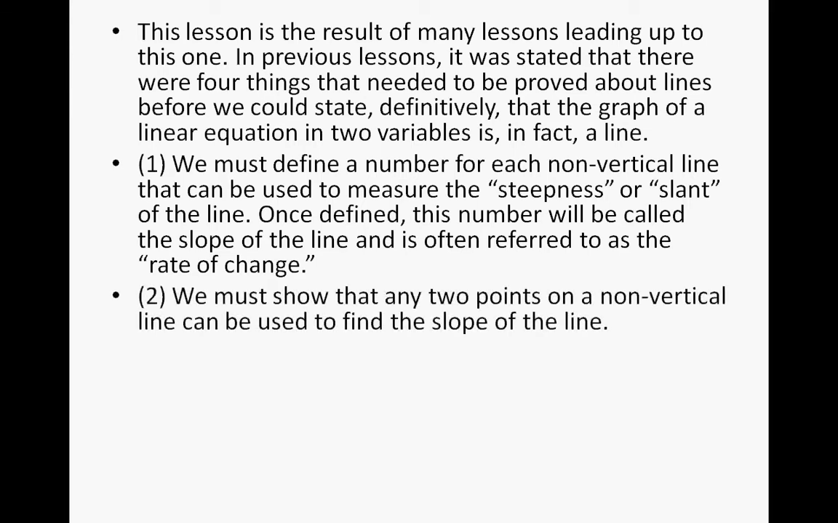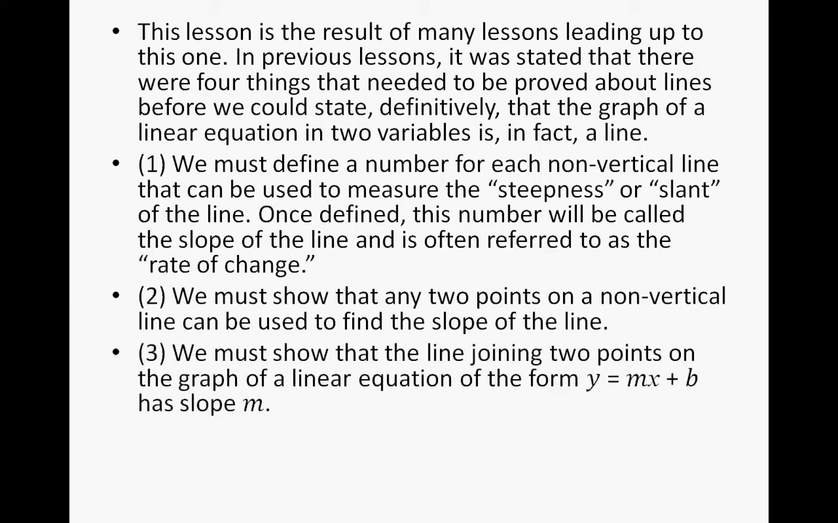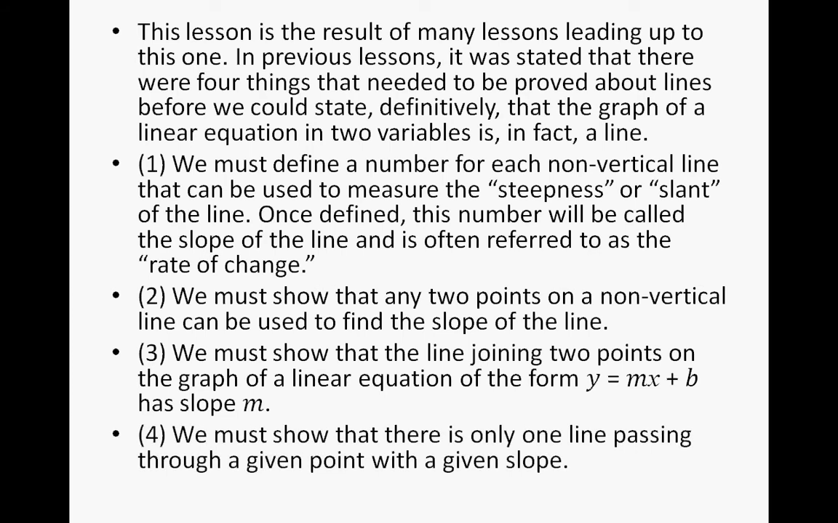The second thing we did, we must show that any 2 points on a non-vertical line can be used to find the slope of the line. The third thing we did, we must show that the line joining 2 points on the graph of a linear equation of the form y equals mx plus b has a slope of m. And the fourth lesson we did, we must show that there is only one line passing through a given point with a given slope. So now this lesson is the conclusion of all this previous work.